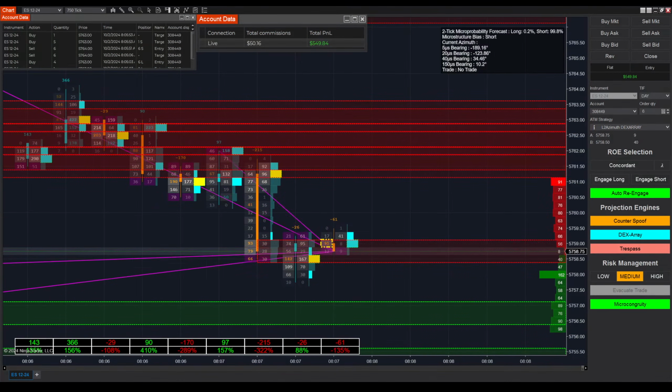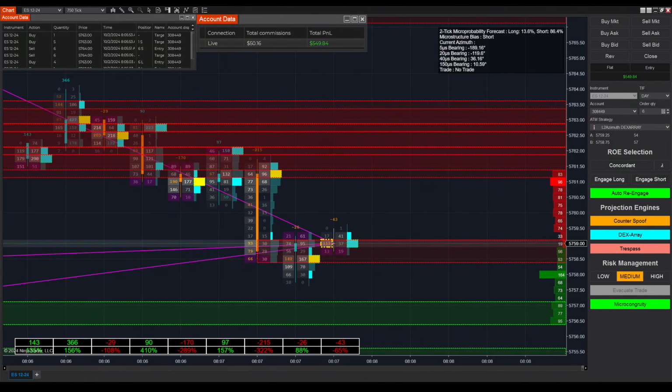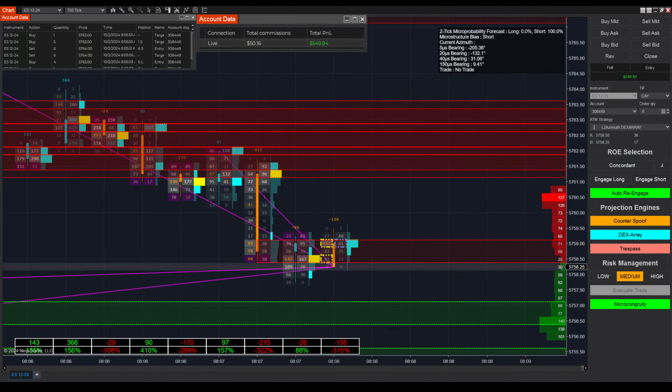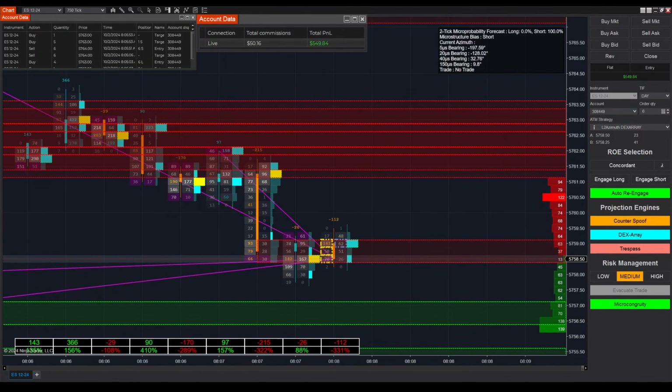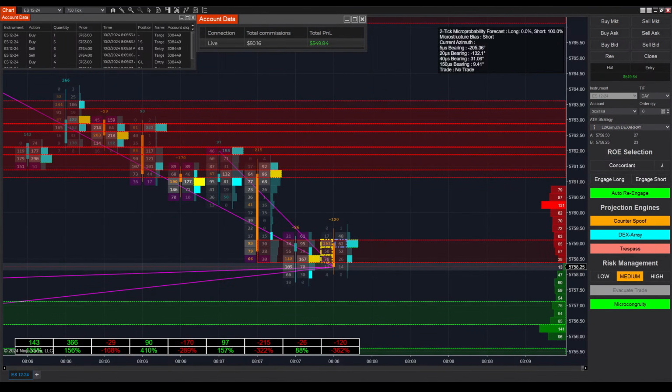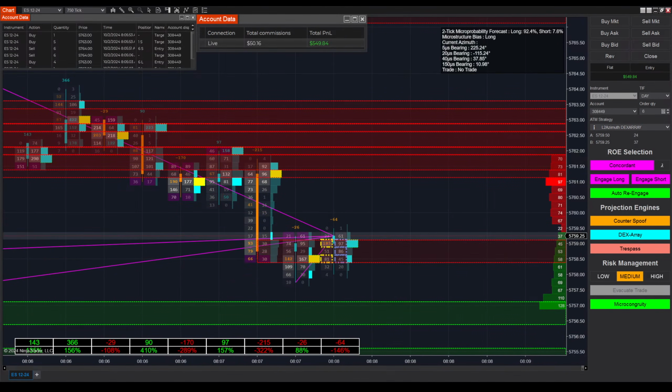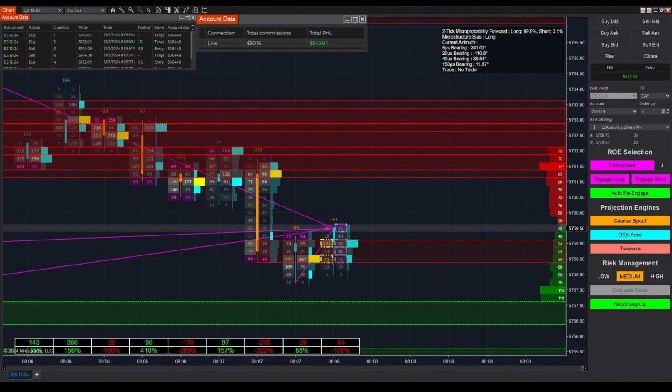That was really strange. That usually doesn't happen, but I guess that's what happens when we use multiple data feeds at once, right? But now that we're back into it, let's go back into concordant mode. Here we are. Basically means we're arming it in both directions.